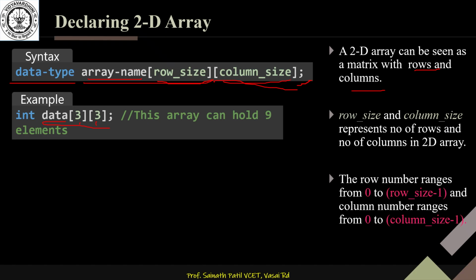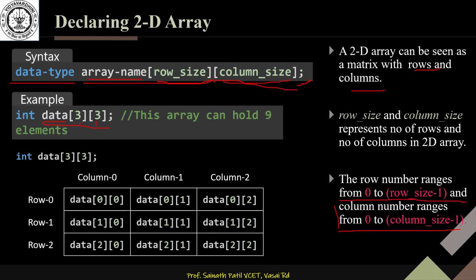Now each element in the array is represented by indices. As we know, the index in an array changes from 0 to size minus 1. So row numbers range from 0 to row size minus 1, and similarly column numbers change from 0 to column size minus 1. So in memory, we have three rows numbered row 0, row 1, row 2. Similarly, columns numbered column 0, column 1, and column 2.